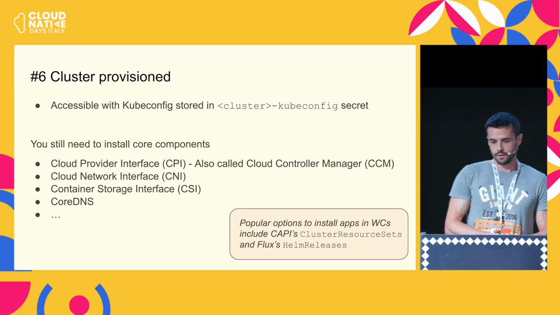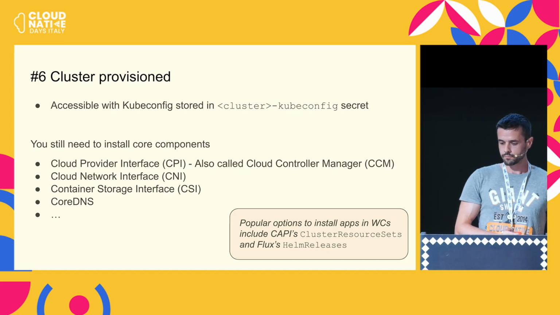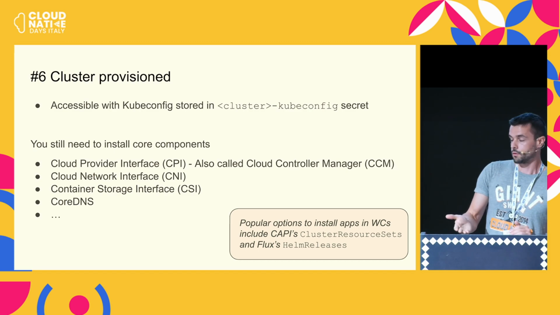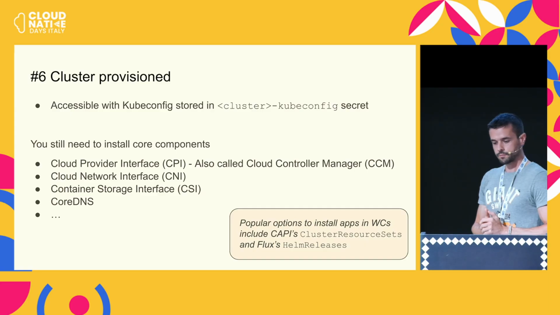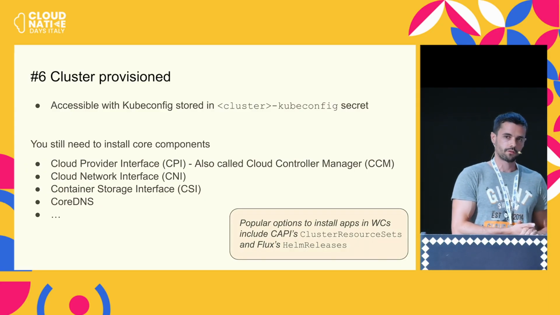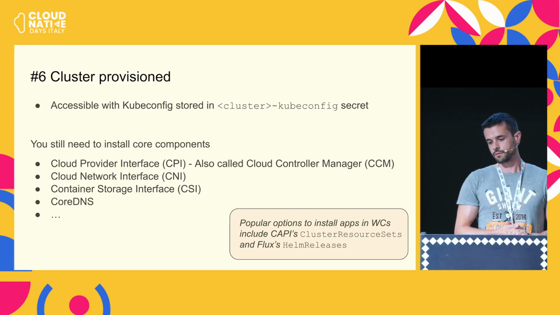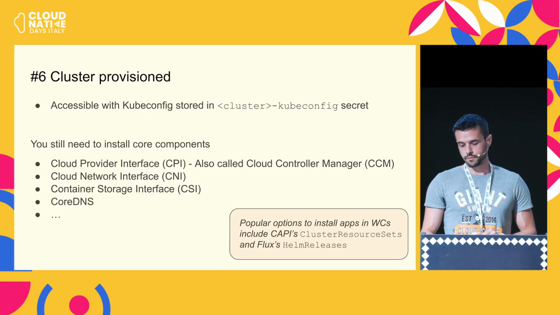At this point, you're okay. You have a cluster. It's running. It's being tracked by the management cluster. And you can install CoreDNS, CPIs, and so on. You can install them with a feature called Cluster Resource Set, which is a feature of Cluster API. But there are other things like Flux and Helm releases that can do this. It depends on how your teams want to manage the lifecycle of your apps.